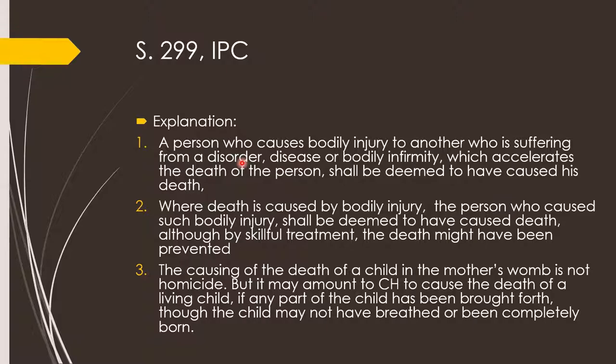The second is, where death is caused by bodily injury, the person who caused such bodily injury shall be deemed to have caused death, although by skillful treatment, the death might have been prevented. So the usual excuse of the assailant or the person who caused the death may be that if the victim had been subjected to skillful treatment, death might have been prevented. So this is actually not an excuse for culpable homicide. When the death is caused by bodily injury, the person who caused such bodily injury shall be deemed to have caused death, although skillful treatment might have prevented the death.